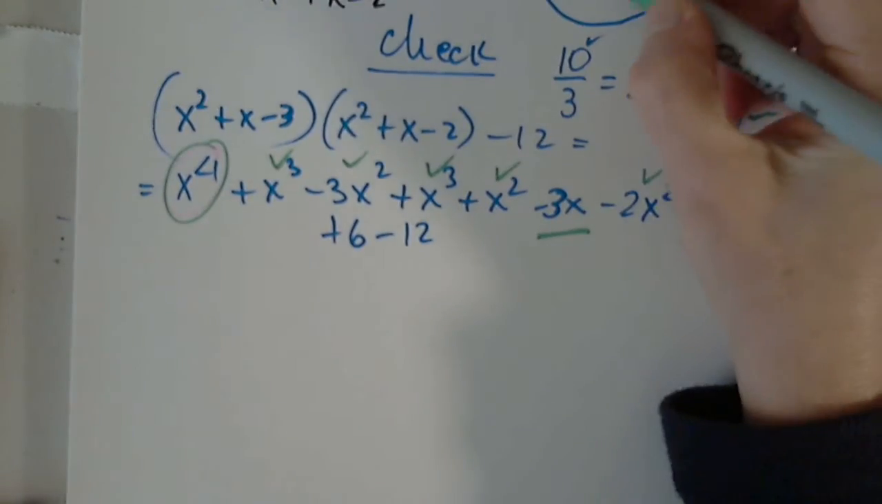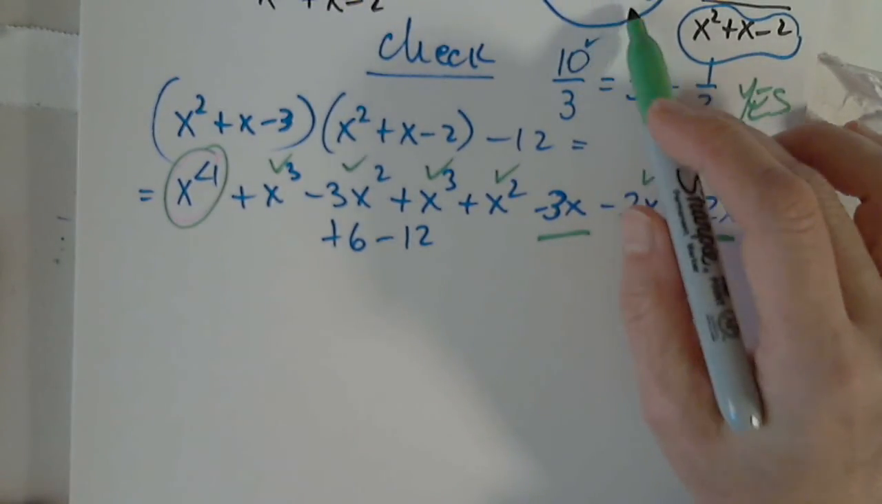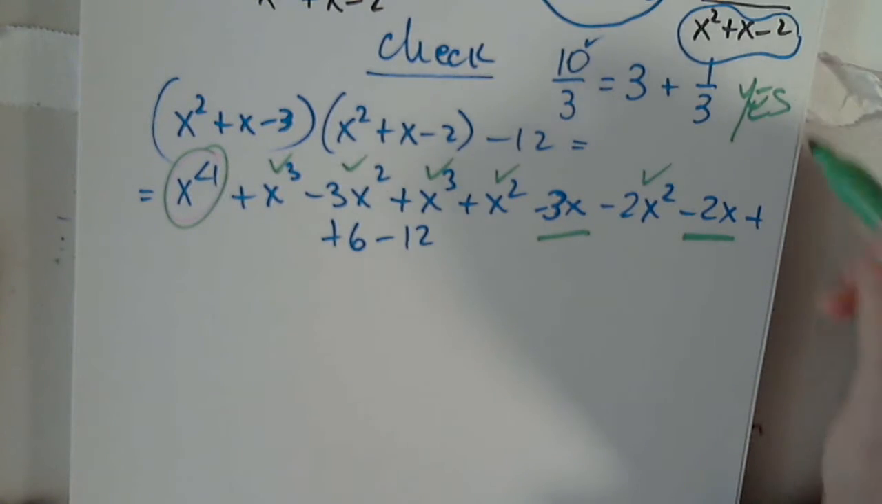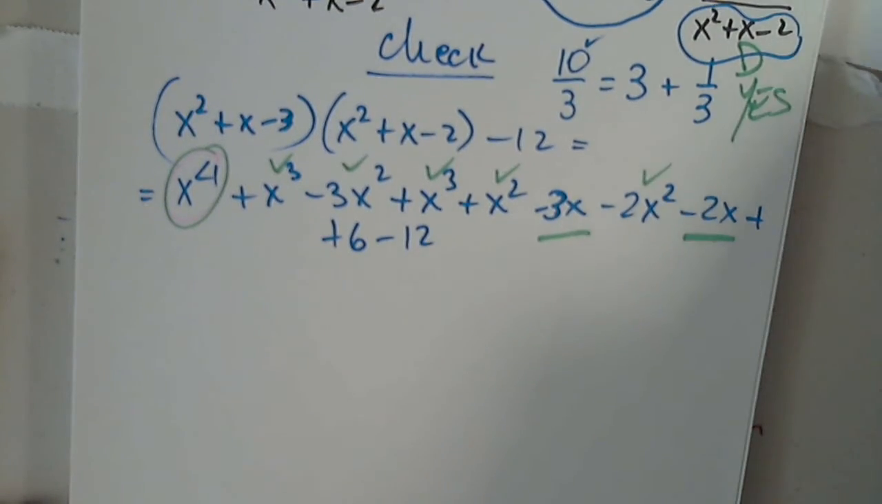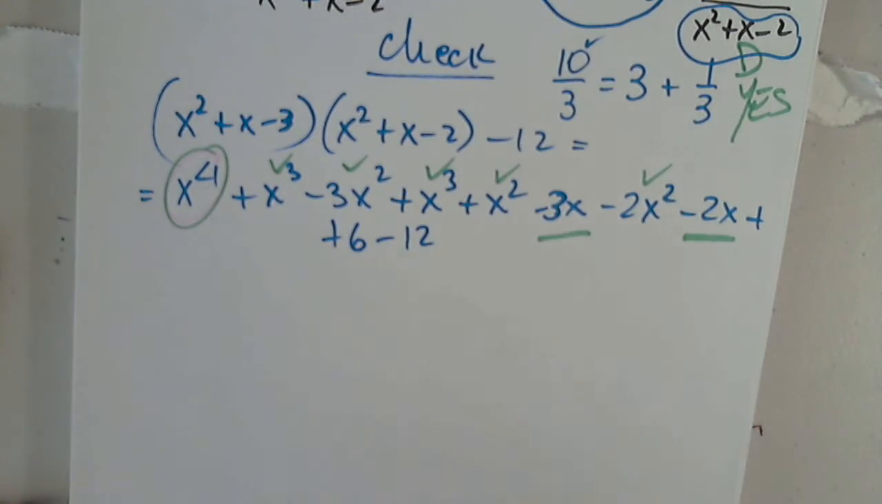Quotient is x squared plus x minus 3. Remainder is 12. And divisor is x squared plus x minus 2. This is the long division. Let me know if you need more long division. If not, we'll move on, and I'll show the synthetic division.